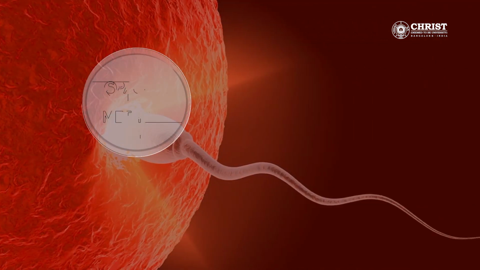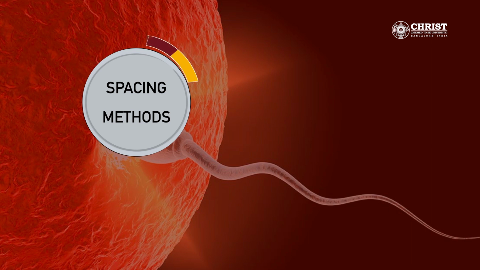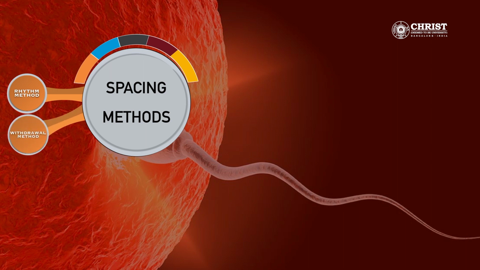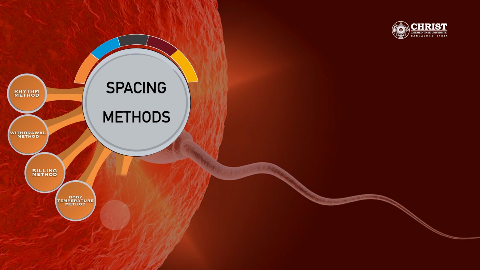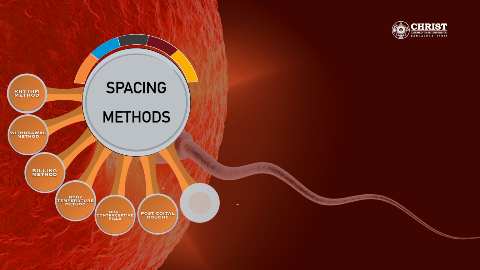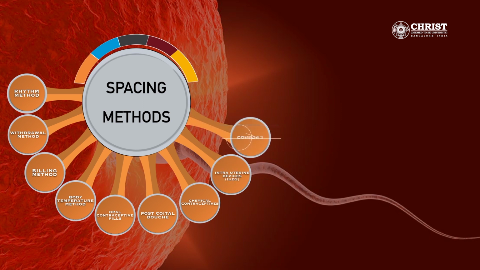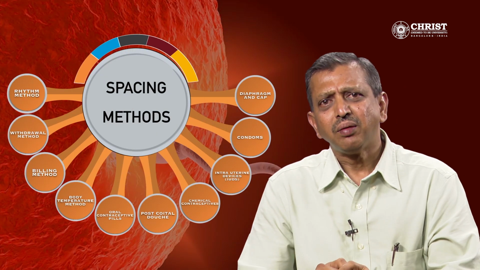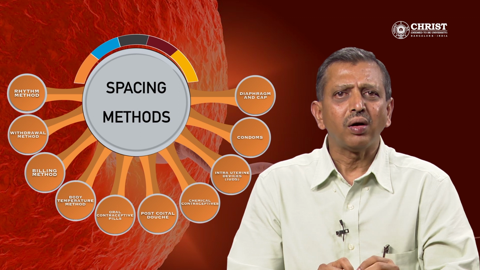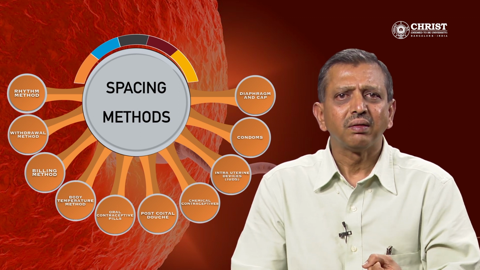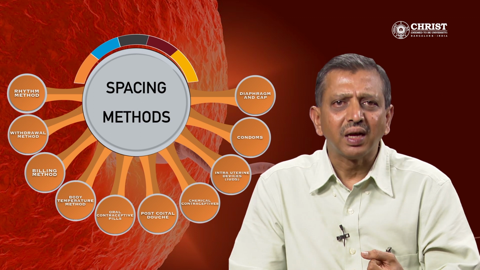Spacing can be achieved by various barrier methods like rhythm method, withdrawal method or coitus interruptus, Billings method, body temperature method, oral contraceptive pills, postcoital douche, chemical contraceptives, intrauterine devices, condoms, diaphragm and cap. The above listed methods fall under the broad category of time barriers, chemical barriers and mechanical barriers.